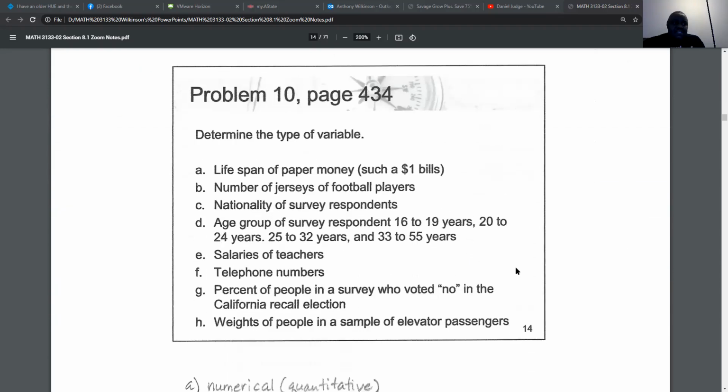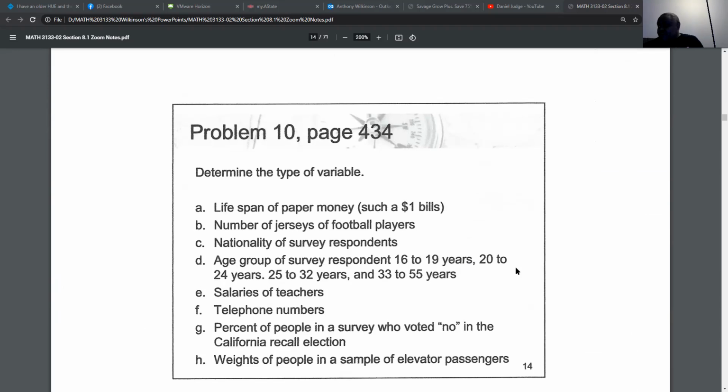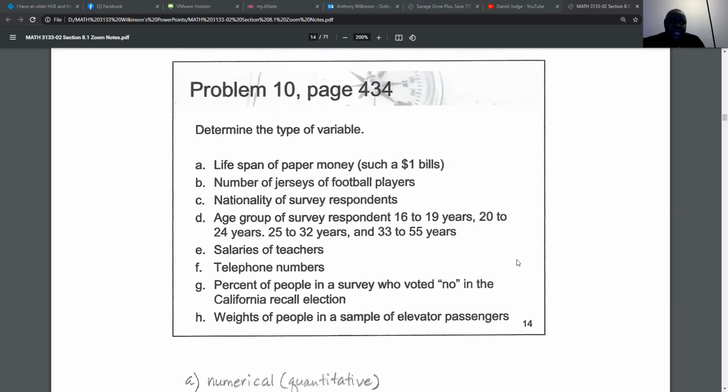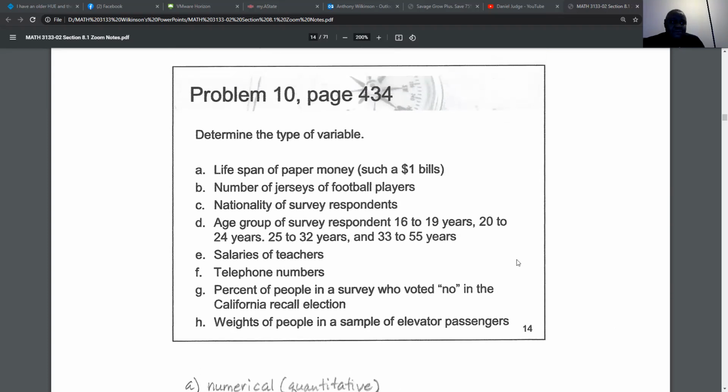All right, now let's look at problem number 10 on page 434 in your textbook. Okay, here it says here, we want to determine the type of variable. So in this case here, lifespan of paper money, such as $1 bills, is part A. We want to determine if it's going to be a categorical variable or a numerical variable. We're looking at lifespan, so it has to be numerical or quantitative, because lifespan can be measured, okay, to how many years.